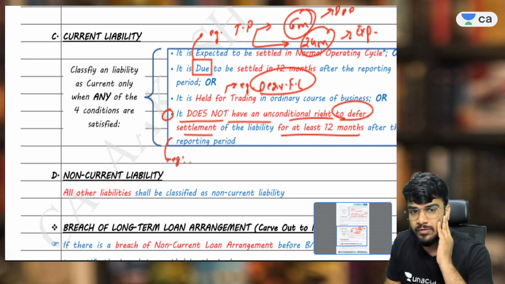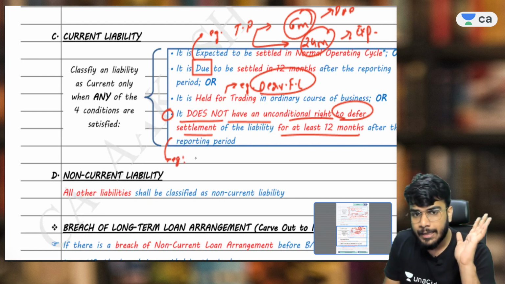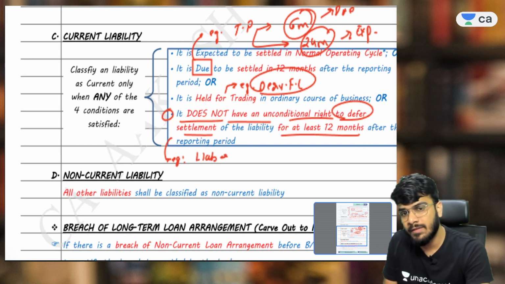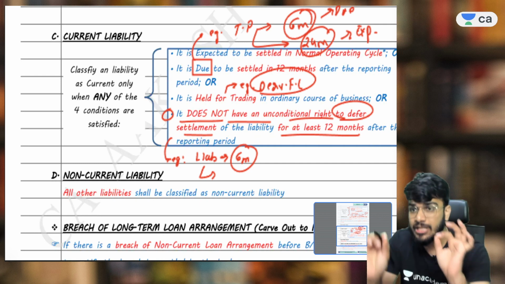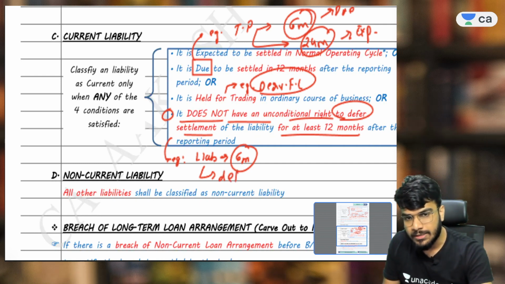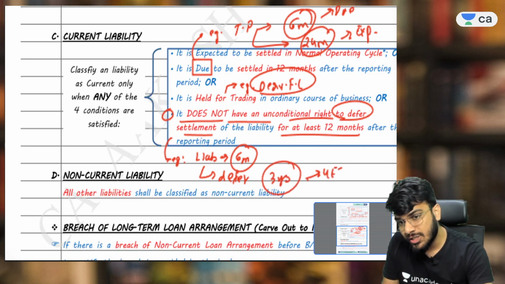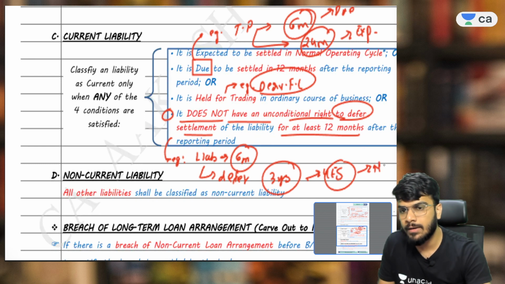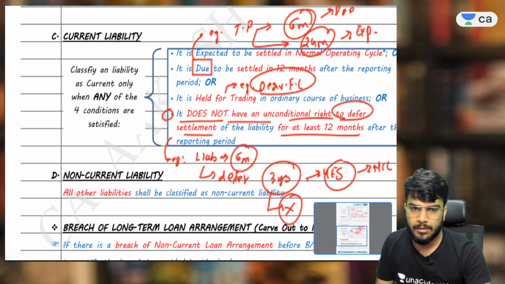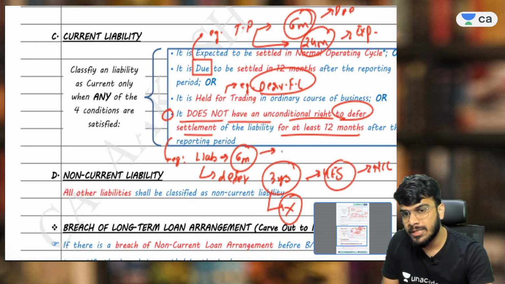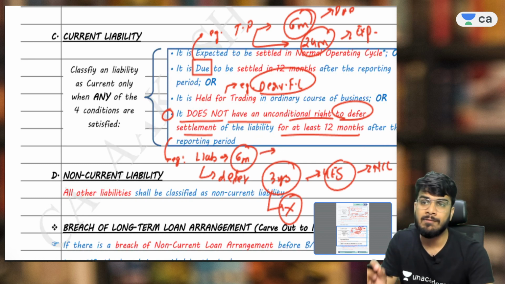Now, what is the meaning of this point? Let's try to understand this with the help of an example. Let's say, for example, you have a certain liability which has to be repaid within 6 months, right? Let's say the other party has given you an option, an unconditional right, that you can defer this for a period of 3 years. If you have such a deferment right, then it will be non-current. But if you do not have such a deferment right, then can I say that you have to pay this within a period of 6 months? That means it will be current.